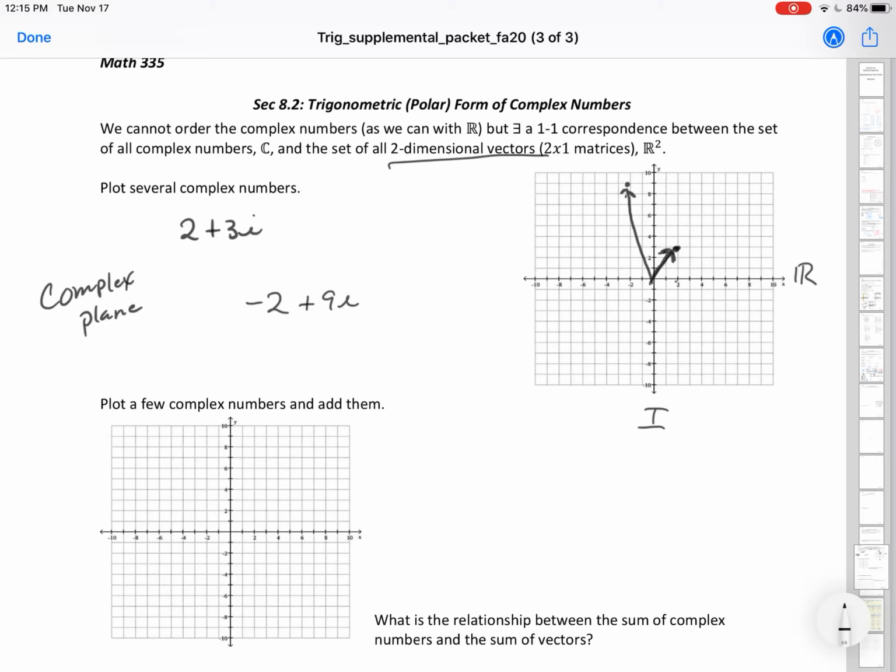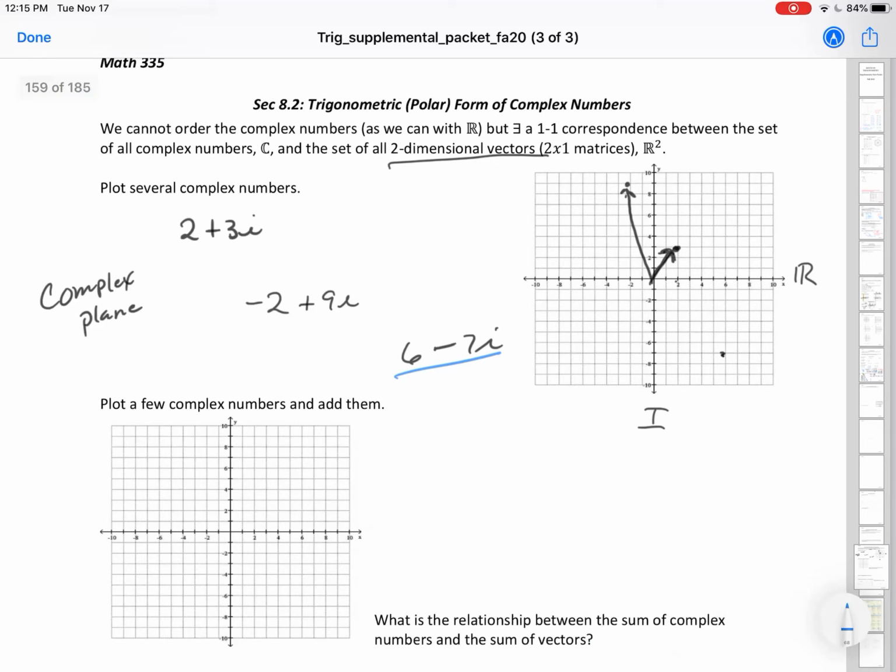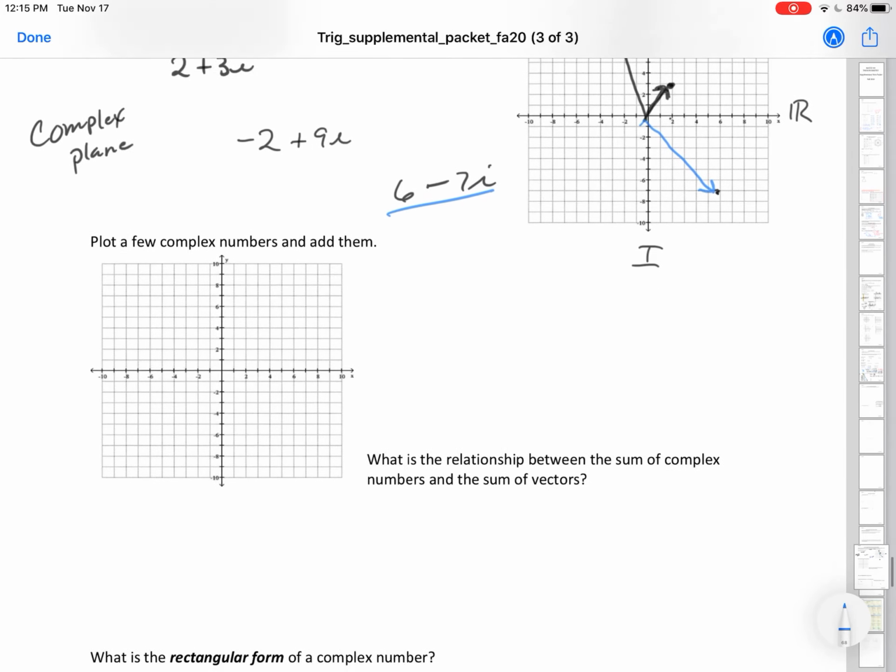If you had something like 6 minus 7i, we would go over 6 and down 7, which would bring us to right here. Let me draw that one in blue so it just stands out. I'm trying to pick them in different quadrants. We would draw the line just like that, okay? And be able to identify that complex number in the plane.